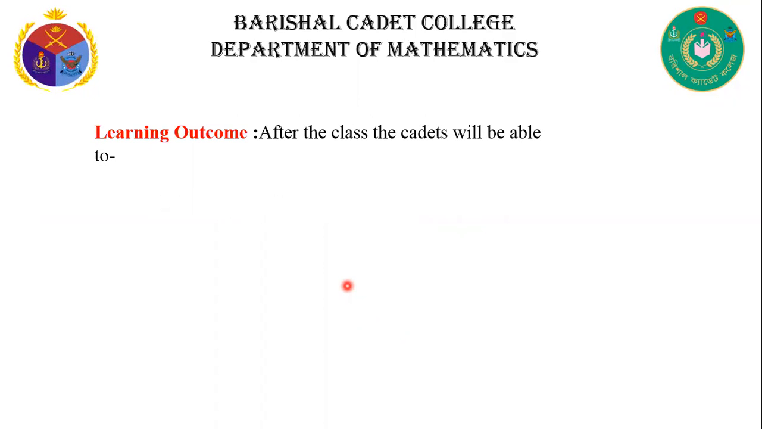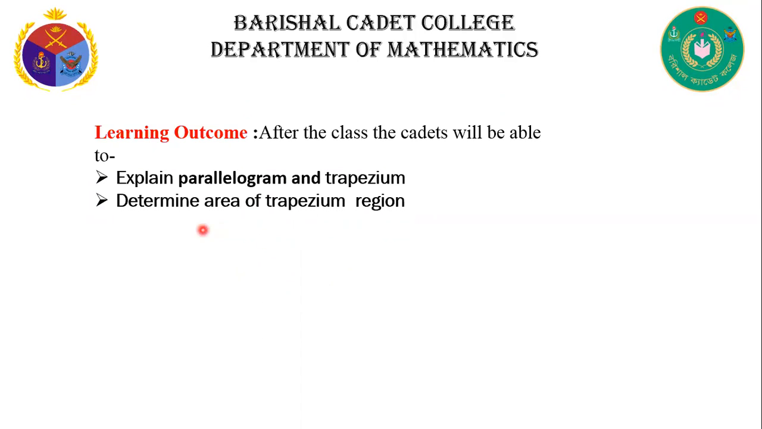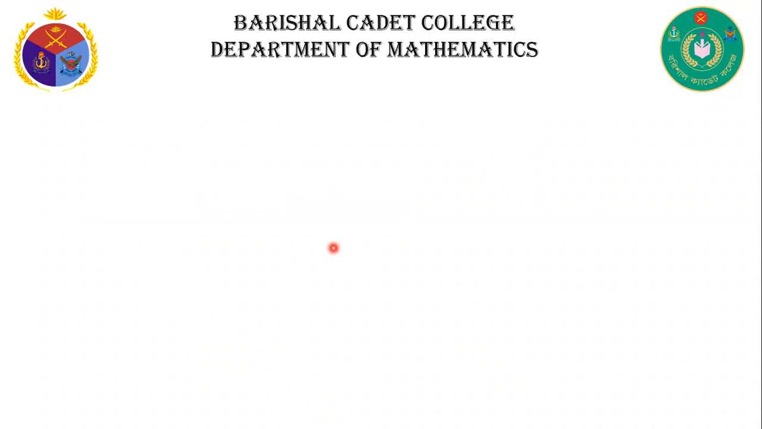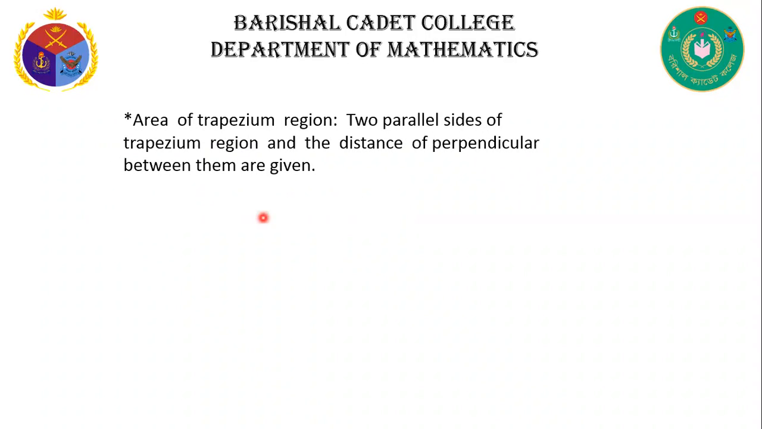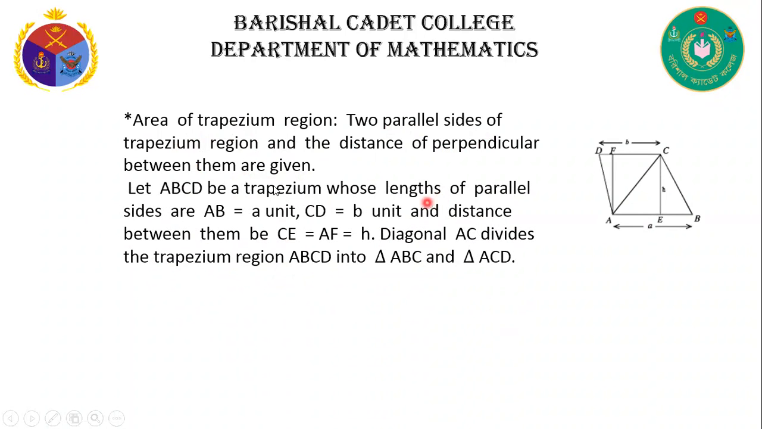Learning outcome. After the class, you will be able to explain parallelogram and trapezium, determine area of trapezium region, solve quadrilateral related problems. Now, area of trapezium region. Two parallel sides of a trapezium region and the perpendicular distance between them are given.